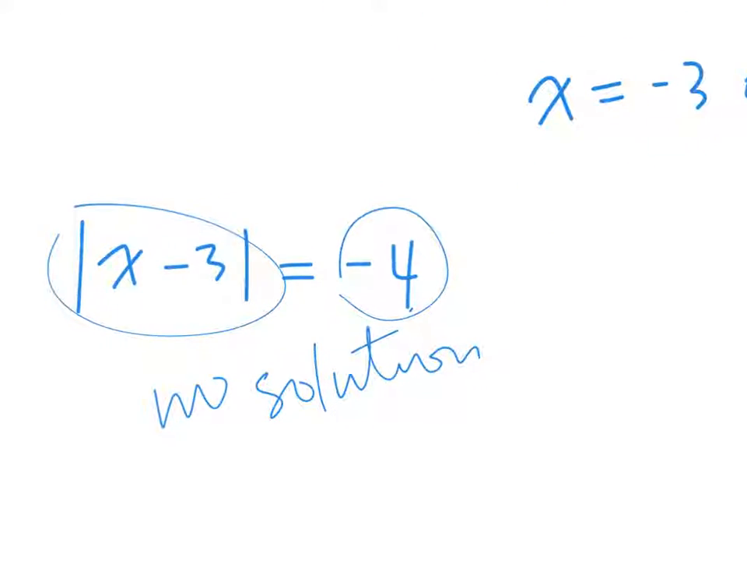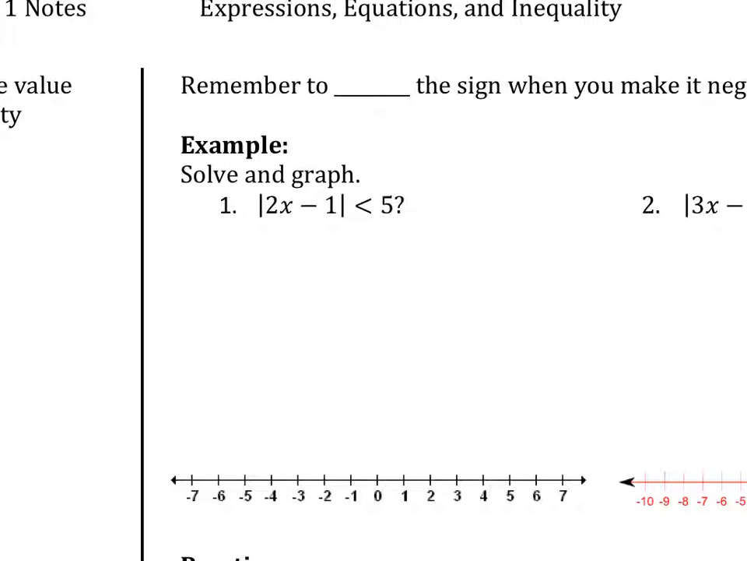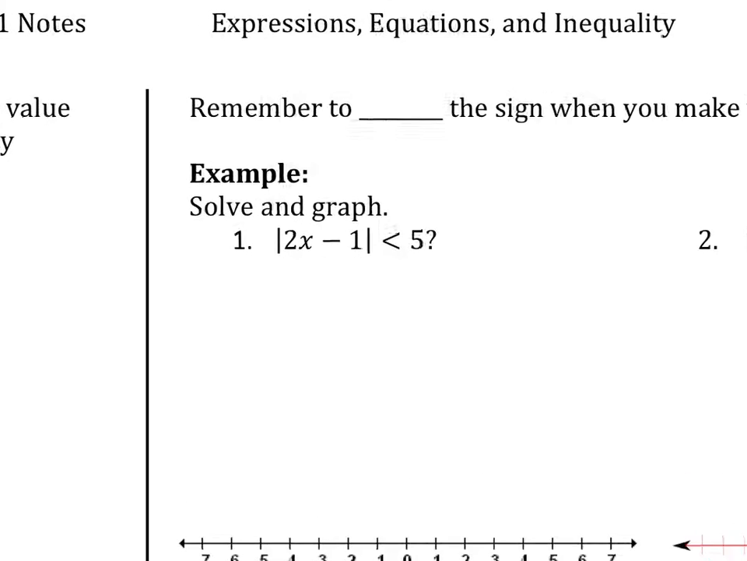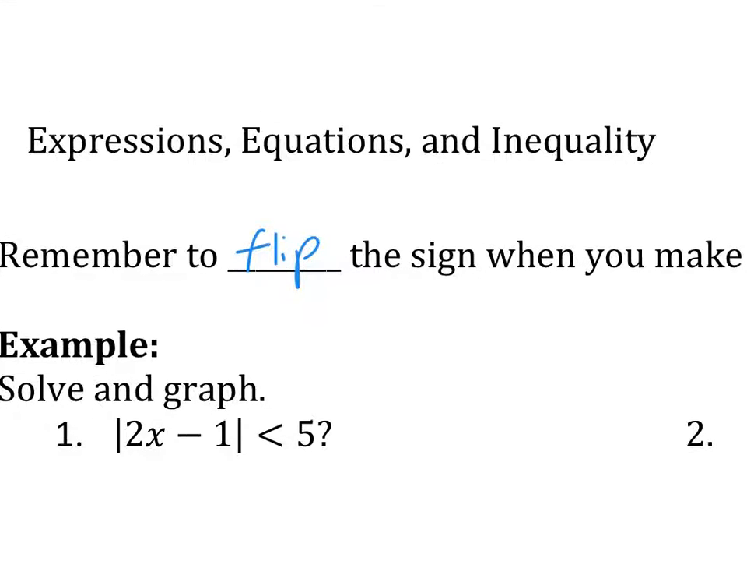Okay, let's now go to inequality. So we're going to solve absolute value inequality. Now, when you have an absolute value inequality, make sure you flip the sign if you are multiplying or dividing by a negative number. But also, when you make it negative, you have to switch the sign, or else what you're solving doesn't make any sense.